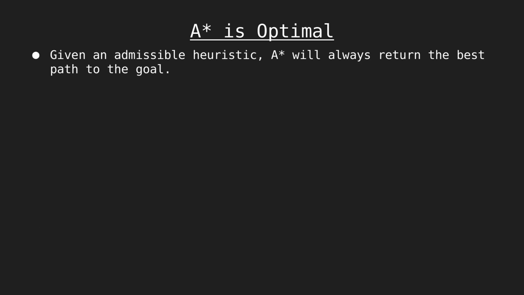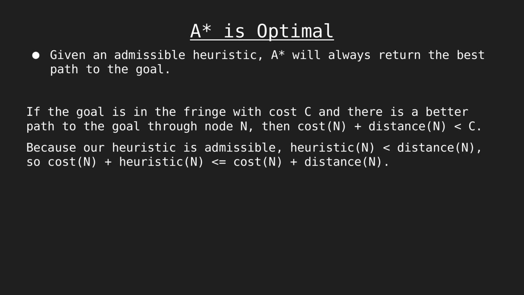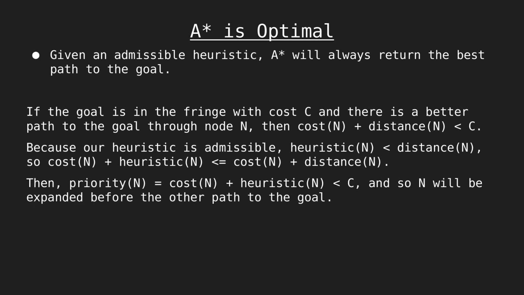Just because I'm a math major, I'm going to throw in a proof here. If the heuristic is admissible, then the first time that the goal node is expanded will always be the best path to the goal. That's because if there is any node with a better path to the goal, then its actual final cost, the cost to reach it plus its actual distance to the goal, will be lower than the cost of the potential path to the goal. And since the heuristic is admissible, the estimated distance will be lower than the actual distance, resulting in an estimated final cost that is lower than the actual final cost, which is lower than the cost of the potential goal node. So the optimal path to the goal will always be expanded before any other possible path to the goal node.